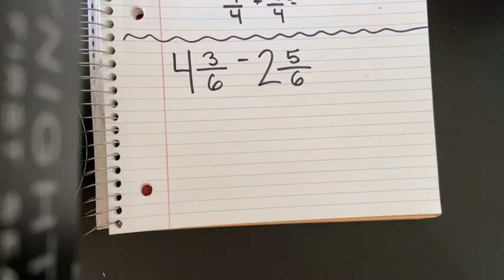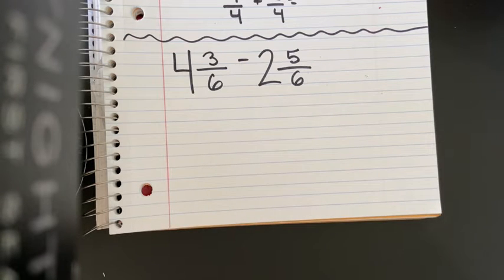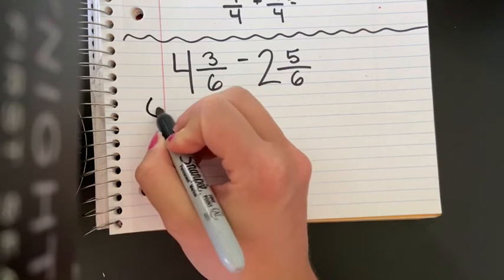So now in this question, you might see that some things are different. We have mixed numbers on both sides. In this question, 4 and 3/6 minus 2 and 5/6. Well, we're going to follow a pretty similar method because what we are going to do is subtract those whole numbers first and rewrite our question below.